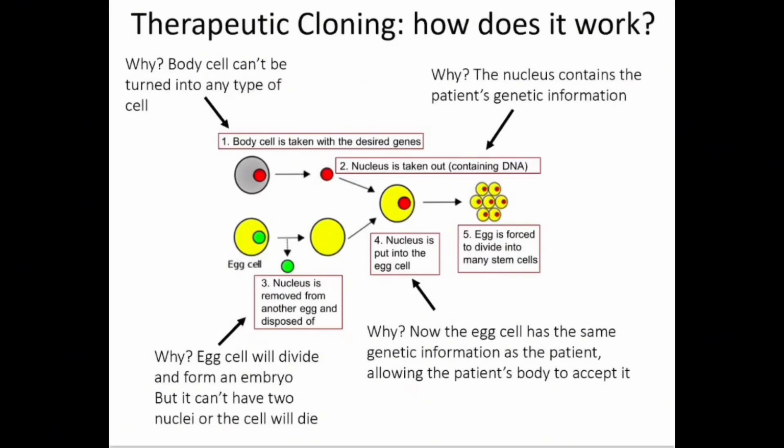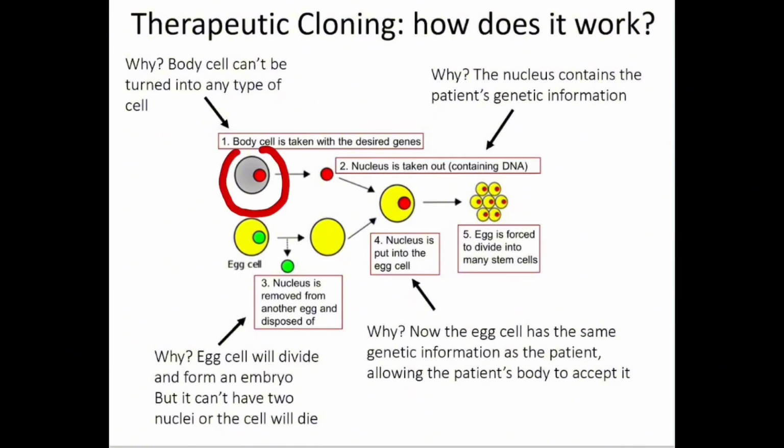Hello everyone, I am going to go through a topic that is therapeutic cloning, and this is for biology triple students only. So how does it work? Let's start with step 1. The body cell is taken with the desired genes that we need. So this here is the body cell, which I've just circled over here in red. That is your body cell, and it's got the desired gene in there that we need.